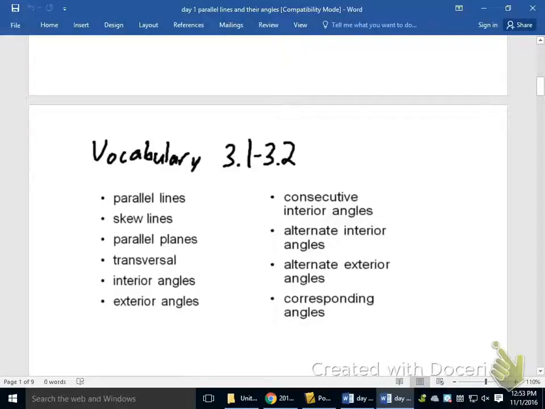Alright, this is Unit 6, Day 1. We have parallel lines and their angles. Some definitions that you'd probably want to get into your notes would be these right here. Those are found in Chapter 3, Section 1 and Section 2, where you can refer to these definitions. These are the things that you need to know moving forward. So if you want to take a moment and hit the pause button and actually get these into your notes, you can do that.